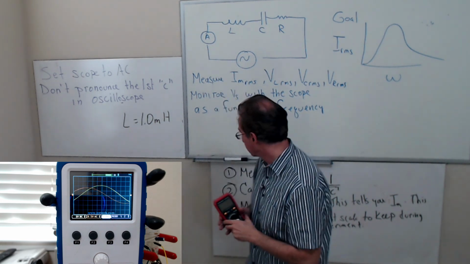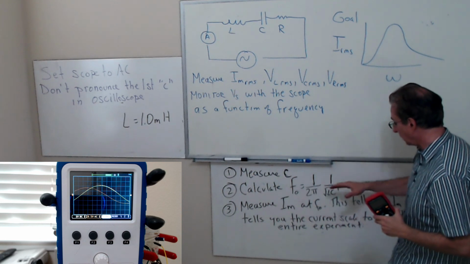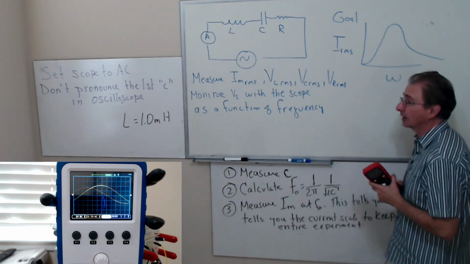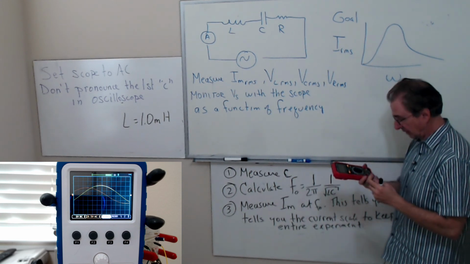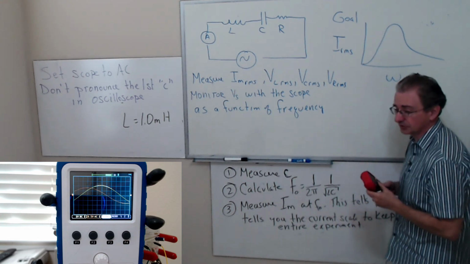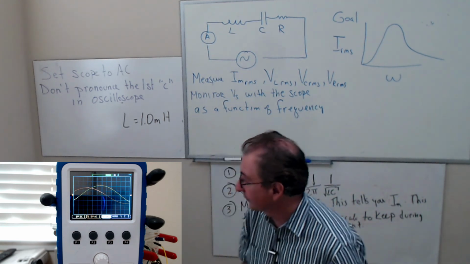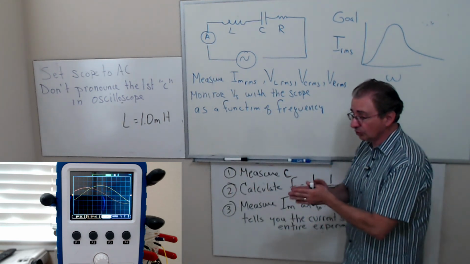So set the circuit up at the resonance frequency, and hopefully you can get a current above 25 milliamps, 20 milliamps. Let's say above 20 milliamps. Okay. So you can use a 200 milliamp scale.